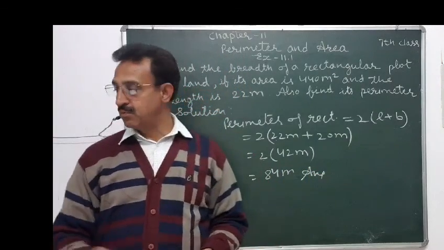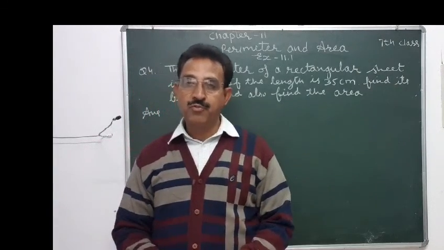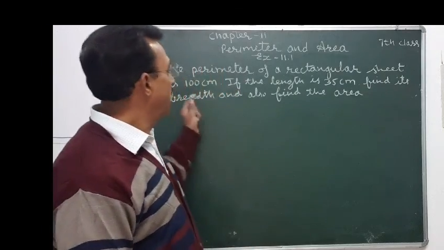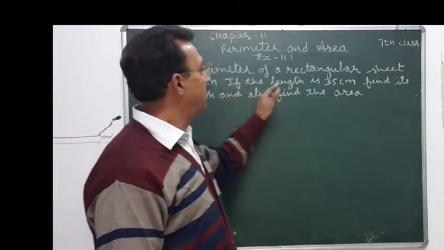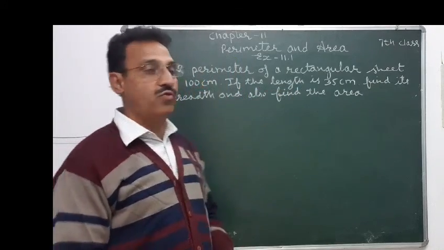Now let's move to question number 4. The statement of question number 4 is: the perimeter of a rectangular sheet is 100 centimeter. If the length is 35 centimeter, find its breadth and also find the area.